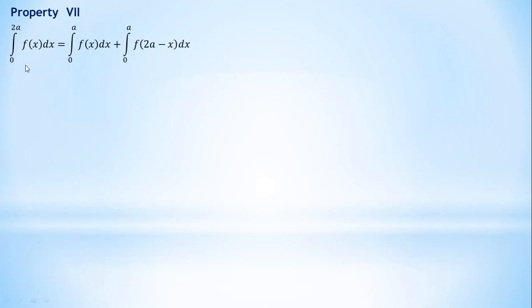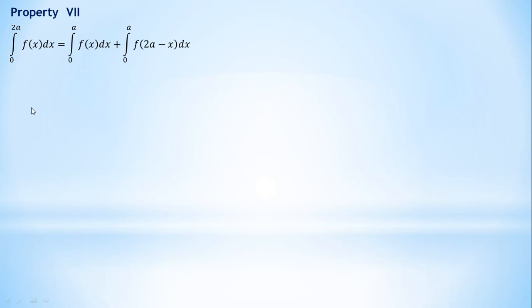See the left hand side, integration from 0 to 2a f of x dx can be written as 0 to a f of x dx plus 0 to a f of 2a minus x dx. So see the limits of the integration. On the left hand side, limits are 0 to 2a for f of x, and that integration is converted into two integrations. First one is 0 to a f of x dx plus next one is 0 to a f of 2a minus x dx. Now we will prove LHS is equal to RHS.